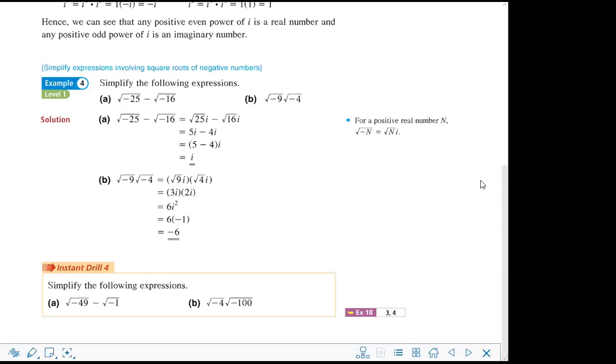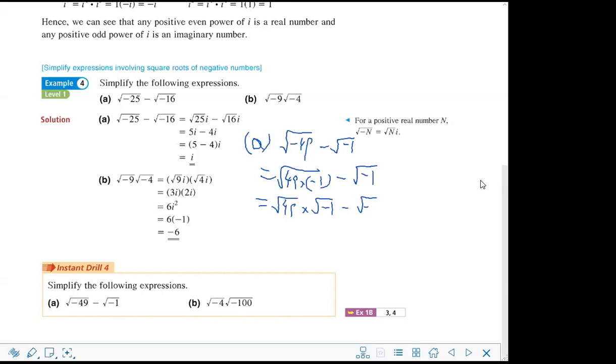Okay, let's check the answers. Part A. So it becomes like this. Square root 49 times square root of negative 1 minus square root of negative 1 is 7i minus i. They are like terms, so they can be calculated. It becomes 6i. The answer of part A is 6i.